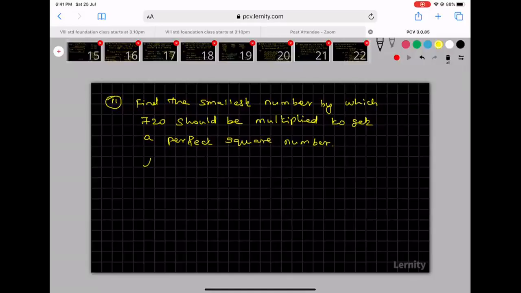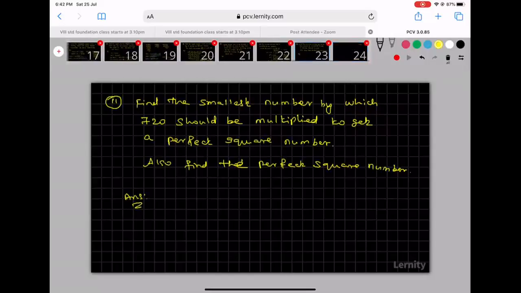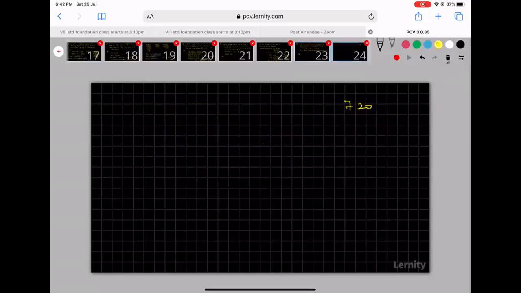Also find that perfect square number, and also find the square root. Okay, I will do this problem, please see this. This is a very, very simple problem. I will move to the next slide. Just if I am taking 720, because they have given the problem 720. Here the important thing is 720 and multiplied. This is very important. Okay, in the next slide you see 720.